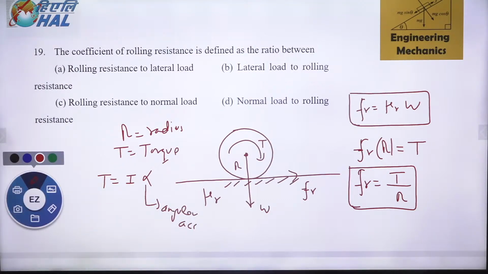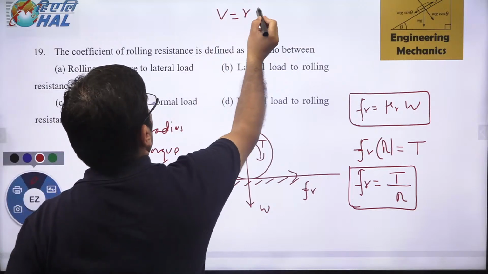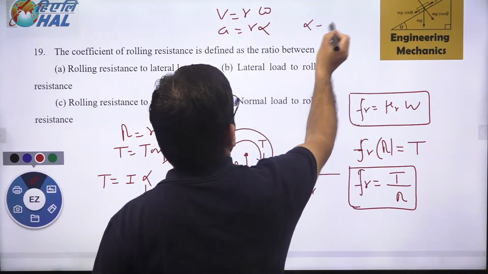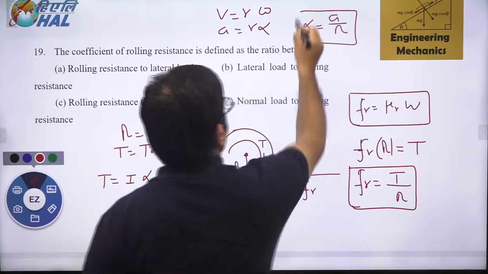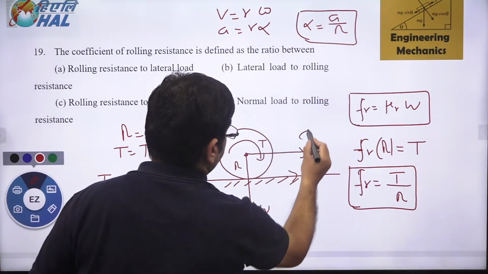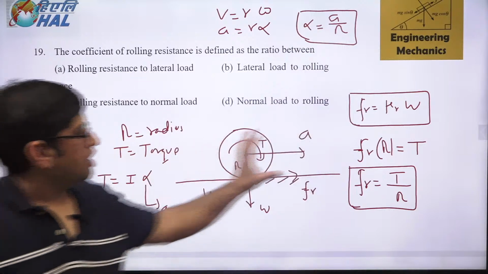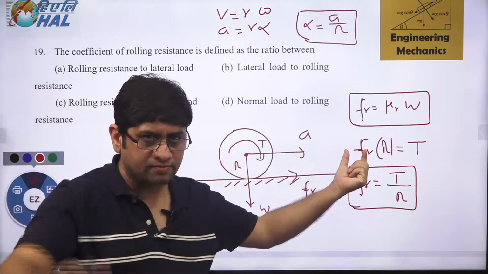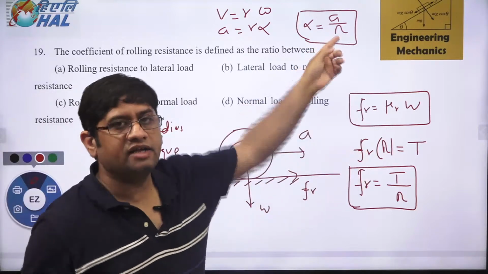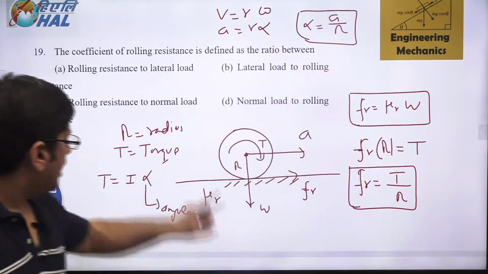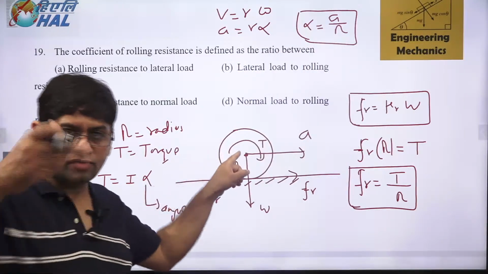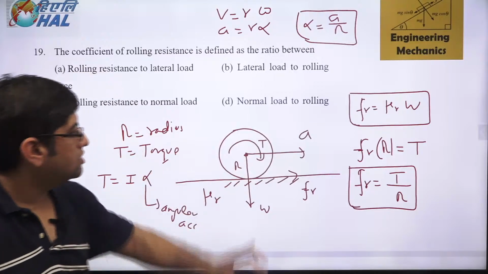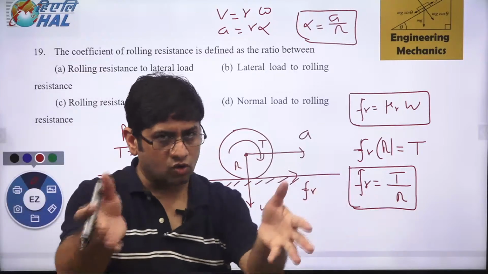And what is the relation with angular acceleration? V is equal to R omega, A is equal to R alpha. So alpha is A over radius, where A is the acceleration of this body. Suppose the acceleration of the roller is given. Understand this concept carefully. Acceleration per unit radius is the angular acceleration, and angular acceleration into the moment of inertia of this roller is the torque which is rotating it. Now that torque divided by radius is the rolling friction.